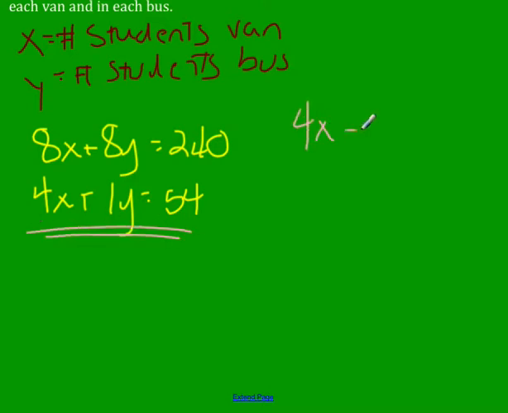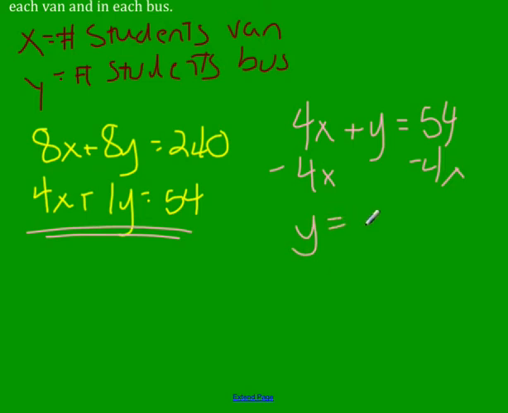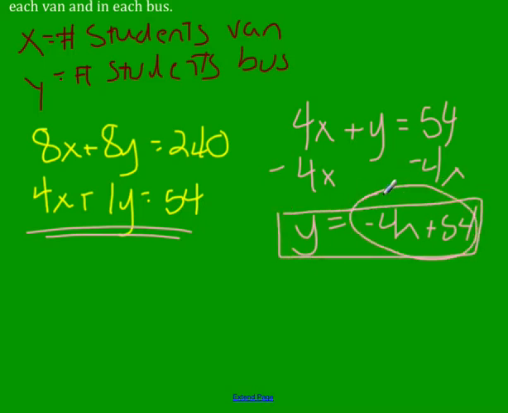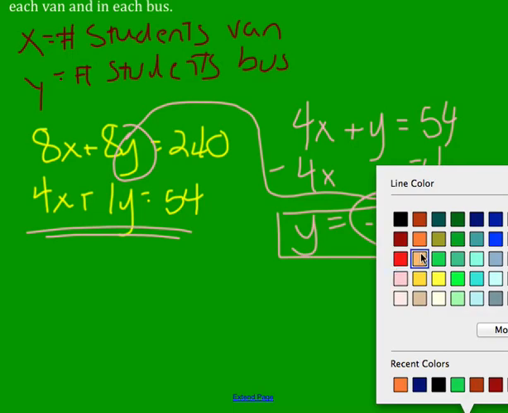So we have 4x plus y is equal to 54. So we need to subtract 4x from both sides. Then y is equal to negative 4x plus 54. So now I know that y is equal to this right here, so I can take that and plug it in for y over there. So I'm going to do that next.